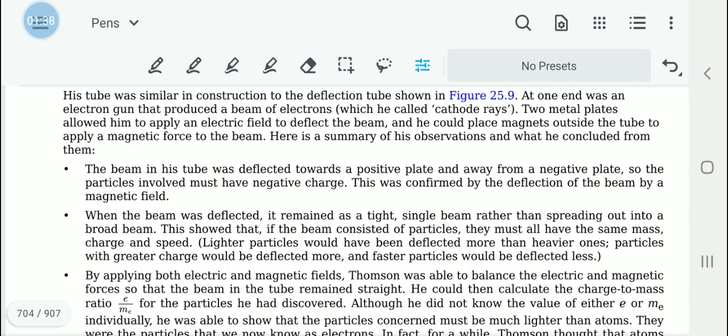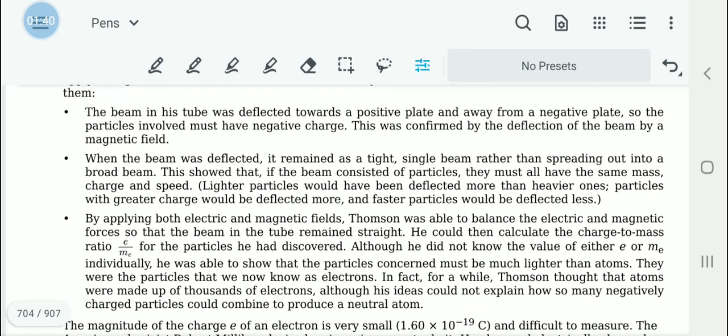So he observed that the beam would get deflected towards the positive plate, away from the negative plate. So he deduced that the particles should have a negative charge, right? Then this was also confirmed because of the deflection of the beam by a magnetic field.